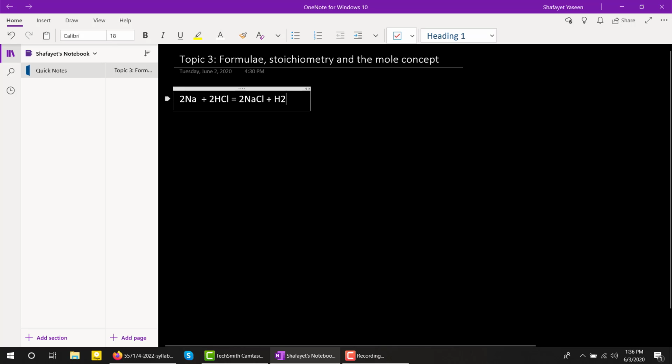This is a subscript, by the way. This isn't a coefficient or anything. This is just a subscript. Alright, so that's that, and moving on to ionic equations.